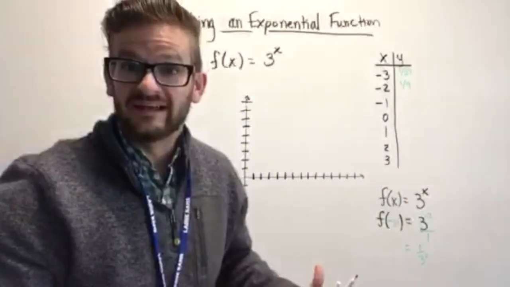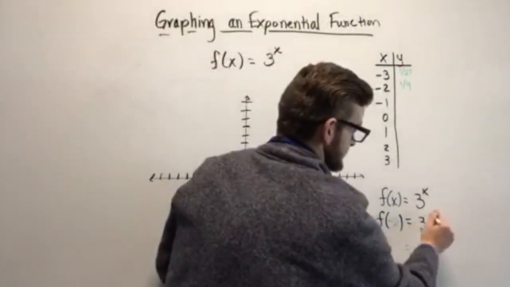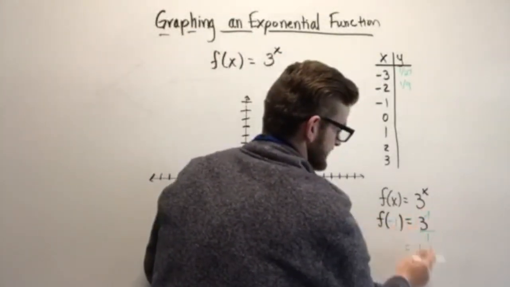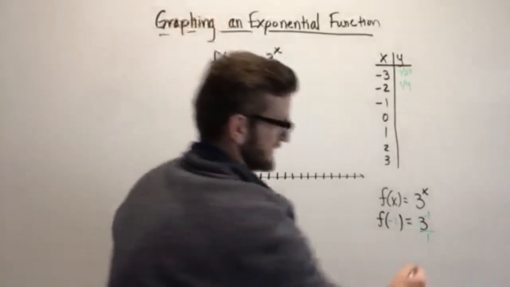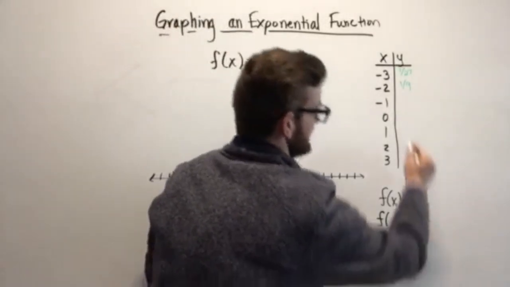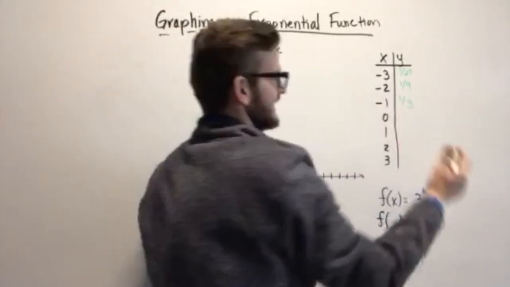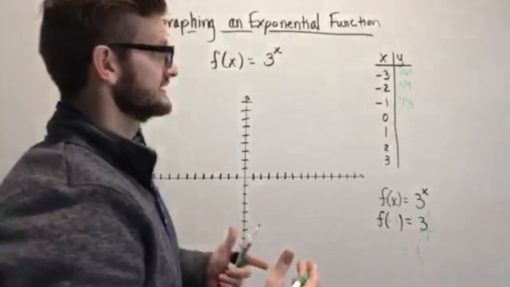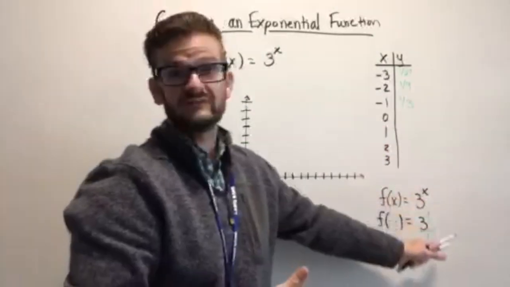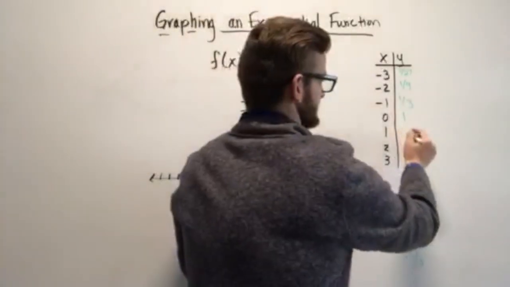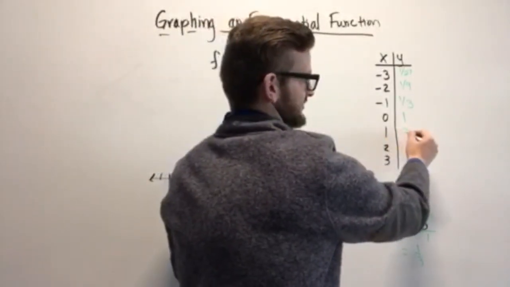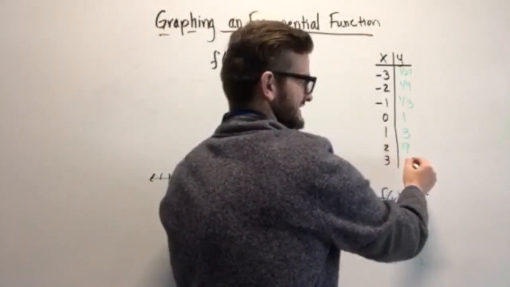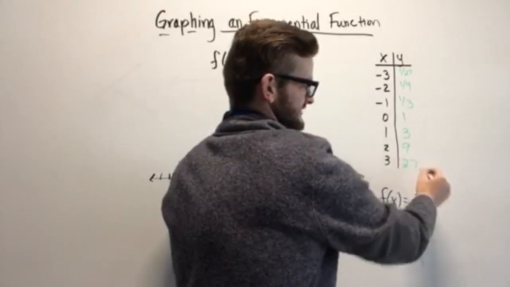And we're just going to keep doing that. And we're going to keep simplifying it down. So 3 to the -1st becomes 1 over 3. And we continue on, and I'm just going to go ahead and complete the table. Remember, when we have 3 to the 0, that's going to be 1. So 3 to the 1st, 3. 3 to the 2nd, 9. 3 to the 3rd, 27.